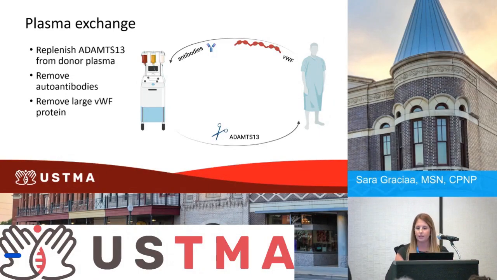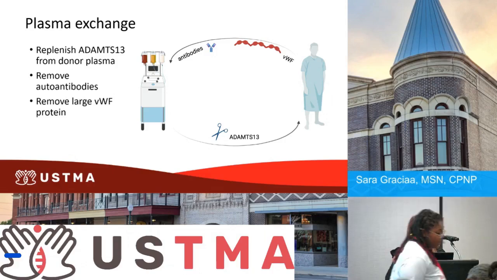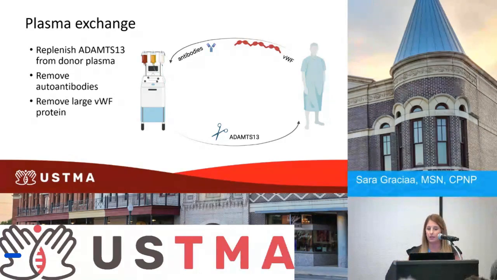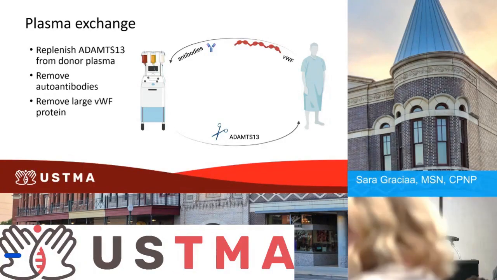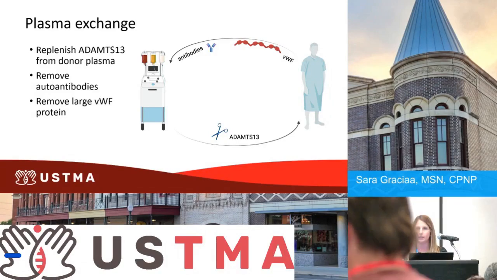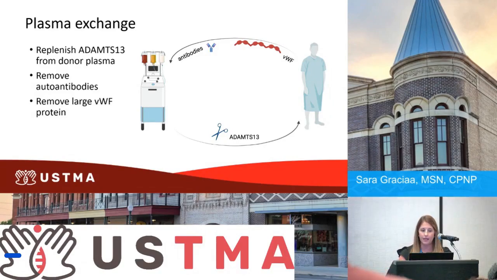So during exchange, a central line is placed. The patient is hooked up to the apheresis machine, which you see here. The machine separates the blood into different parts, and the plasma, which again contains the antibodies and the von Willebrand factor, is isolated from the blood and discarded. The patient's blood cells are then combined with donor plasma, which contains functional ADAMTS13, and delivered back to the patient.